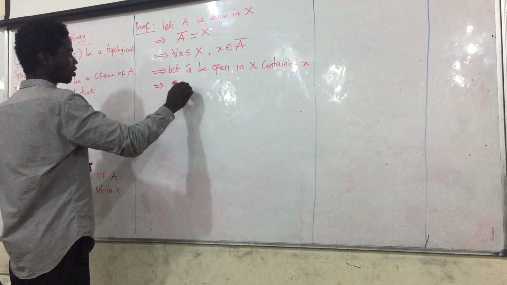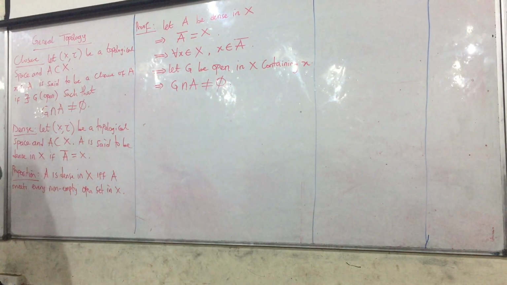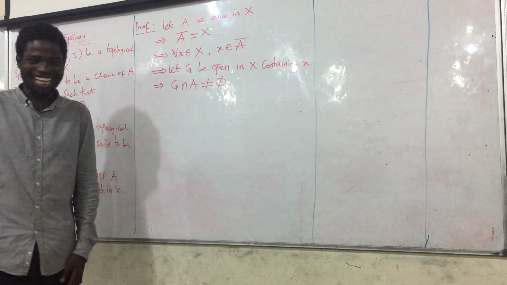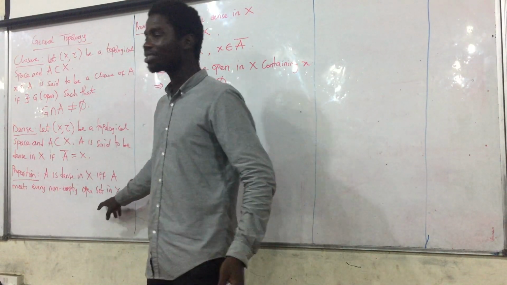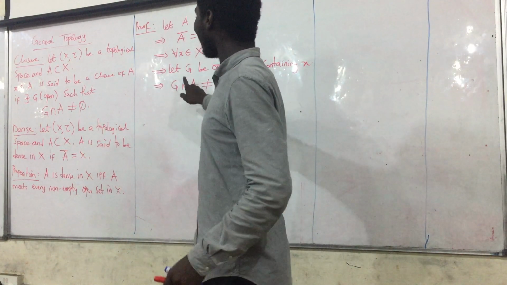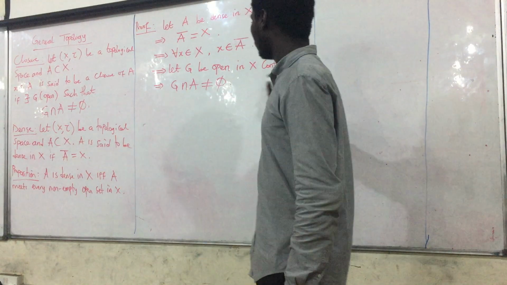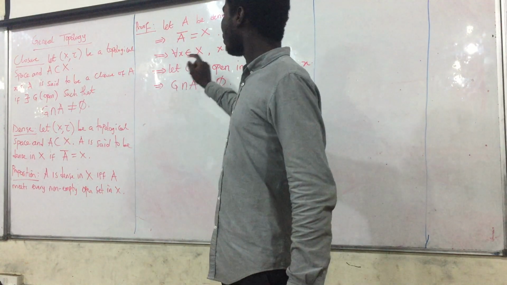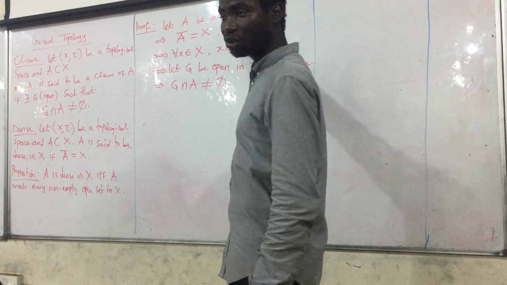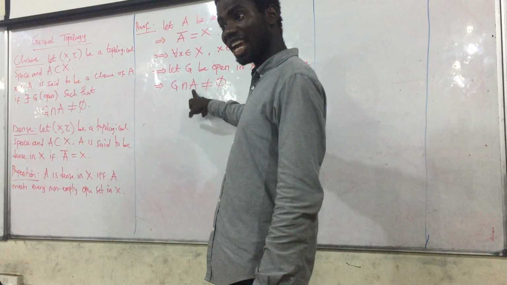Now, from the definition of closure, what will happen? It means that G intersection A is not empty, isn't it? Right? Yeah, true. So you can see A must meet every non-empty open set in X. See, G cannot be empty. They say let G be open in X, containing x. Why did I say containing x? To show that it's not empty. So since it's not empty, from the definition of closure, x will belong to the closure if there is an open set such that G intersection A is not empty.